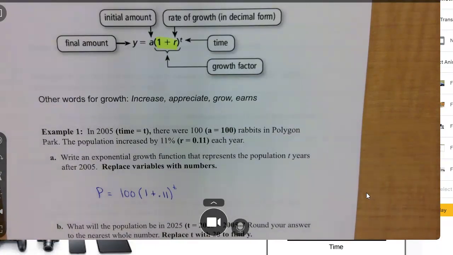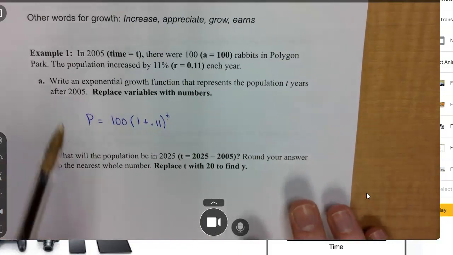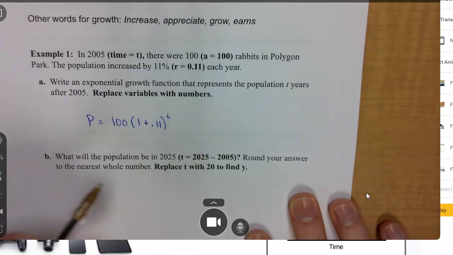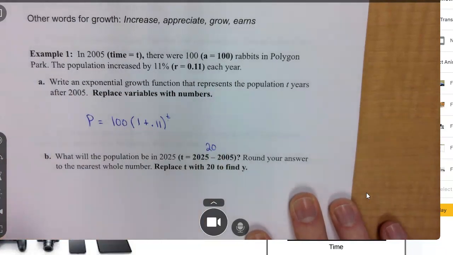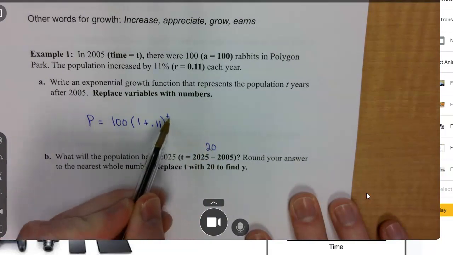And so now what we can do is replace the t with the number of years since 2005 to find the population of the rabbits based on this growth model. So if I want to know the population of rabbits 2 years from now, I can make t 2. If I want to know the population 10 years from now, I can make t 10. Well, the follow-up question is, what will the population be in 2025? Well, if we started in 2005 and we want to know what the population is in 2025, that is 20 years that have gone by. So all I'm going to do now is take this 20 and replace the t right here.